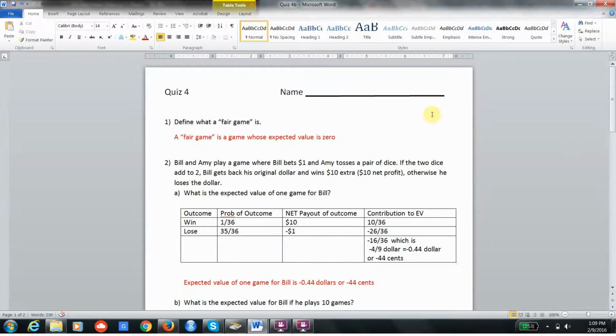Okay, so this is the video key for one of the versions of Quiz 4. And the first question is define what a fair game is. And a fair game is just any game whose expected value is 0. Okay, that's all you have to know.